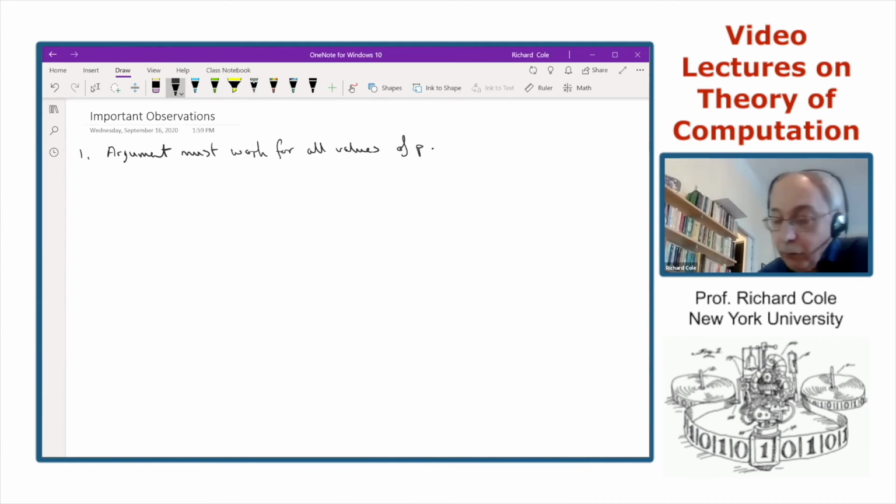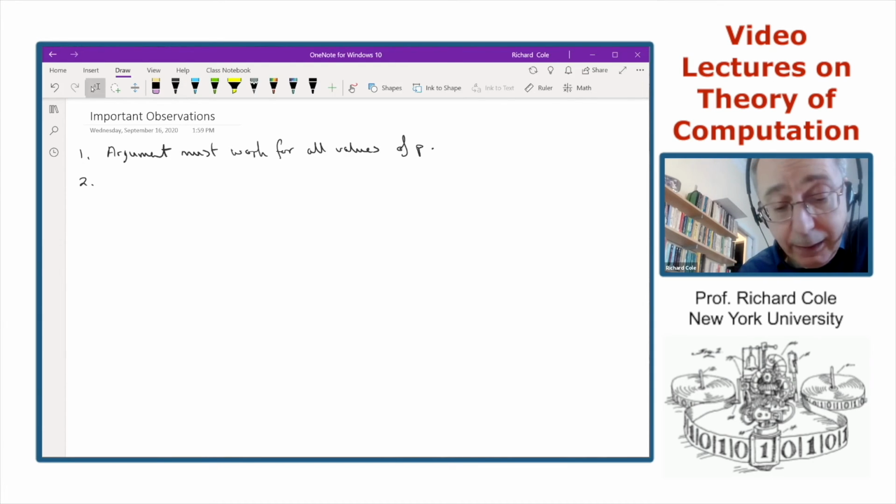When you've assumed that the language L can be recognized by a DFA, you don't actually know which DFA recognizes it. So you don't know how many states that DFA has. It just has some number of states that you call P. And really what you're doing is you're showing that whatever DFA you consider, it doesn't recognize the language. And so you've got to be making an argument that works for all values of P.